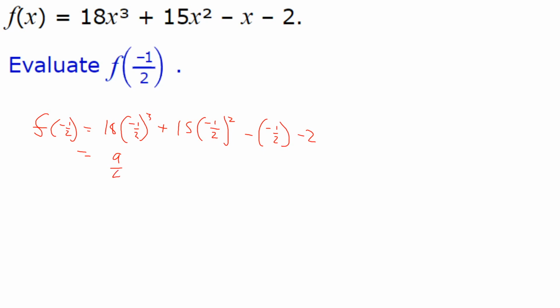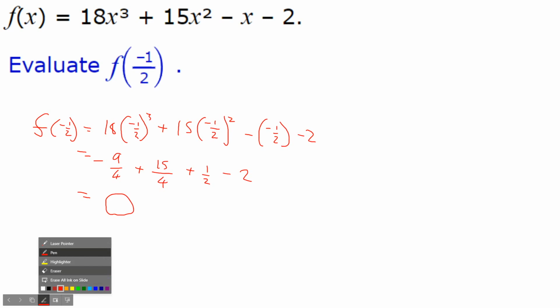And when we do all of that, we get 9 over 4 plus 15 over 4 minus 9 over 4 plus a half minus 2. Okay? And when we put all of that together, we get an answer of 0.